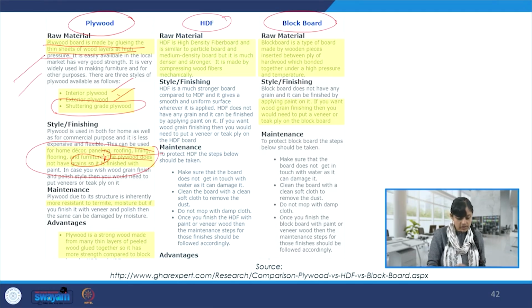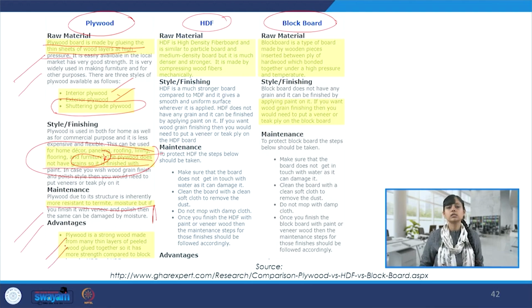The plywood does not have grains, so it is usually finished with paint. And it requires some maintenance, although it is resistant to termite and moisture most of the time, but sometimes it requires some maintenance. There are a lot of advantages of plywood. It's quite strong and it is quite easy to use.